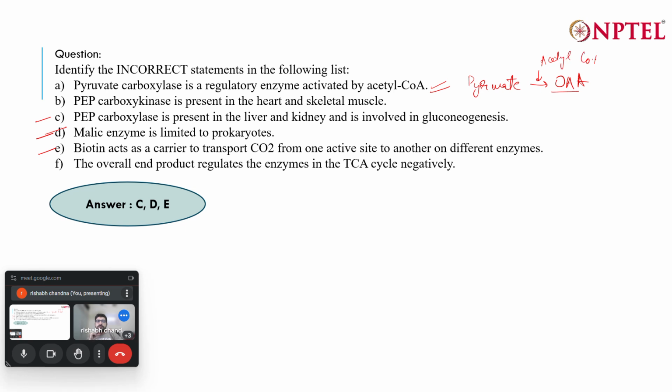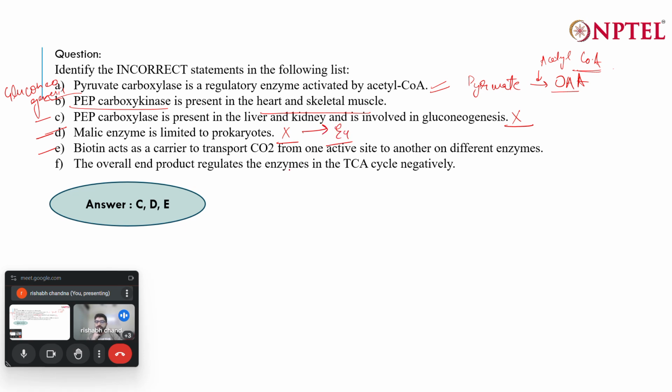Okay. Then PEP carboxykinase is present in the heart and skeletal muscle. So PEP carboxykinase is the enzyme that is involved in gluconeogenesis, and it is predominantly present in the heart and skeletal muscles. Then PC carboxylase is present in the liver and kidney and is involved in gluconeogenesis. No, this is a false option. Then malic enzyme is limited to prokaryotes. No, this is also false because it is involved in eukaryotes also.